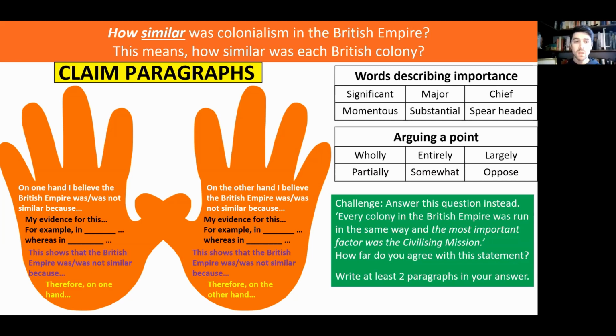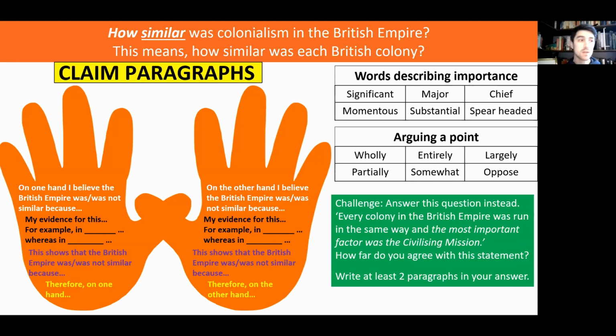For example, I could say, on one hand, I believe the British Empire was similar, because if I look at Australia and the Caribbean and Africa and India, in all of those colonies, at first, they use the military to make sure that they have control. So they fight battles. For example, the Battle of Plassey in India is fought for control of Bombay. Or in Africa, with the Zulu Wars, they fight battles in Southern Africa to control the Zulu indigenous population.